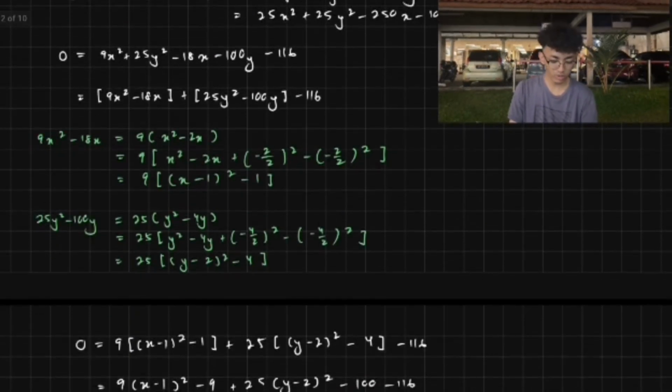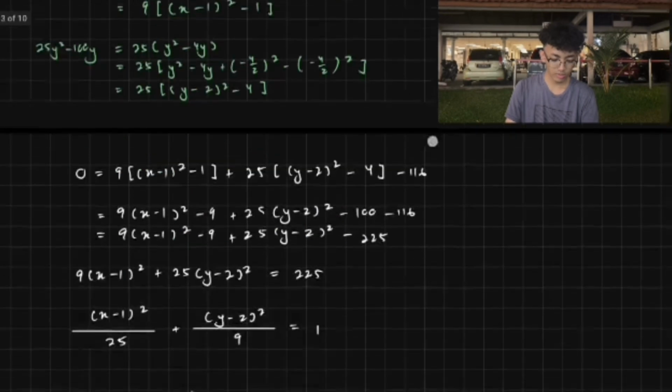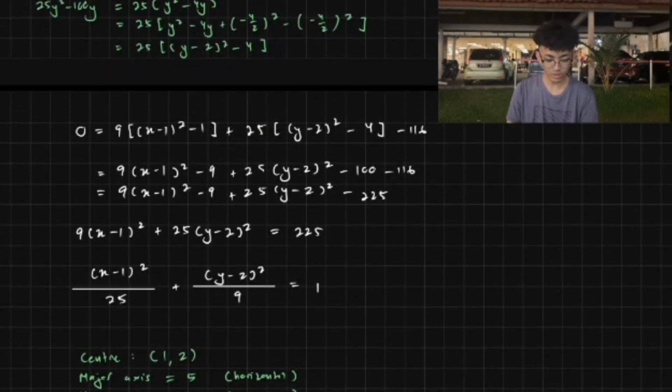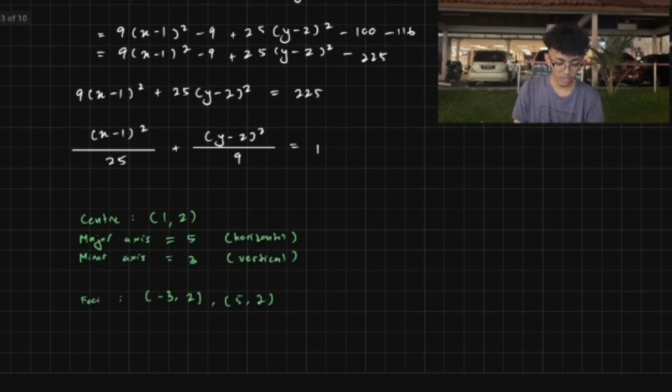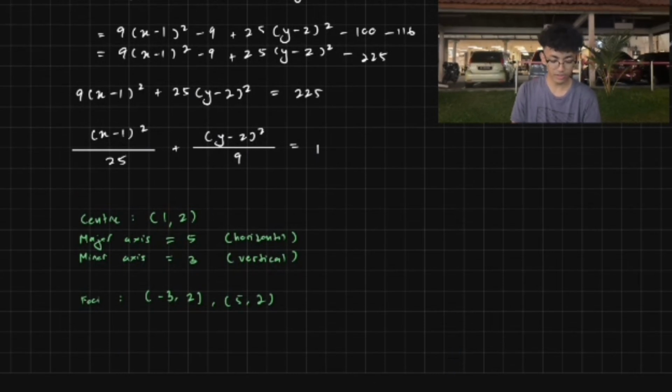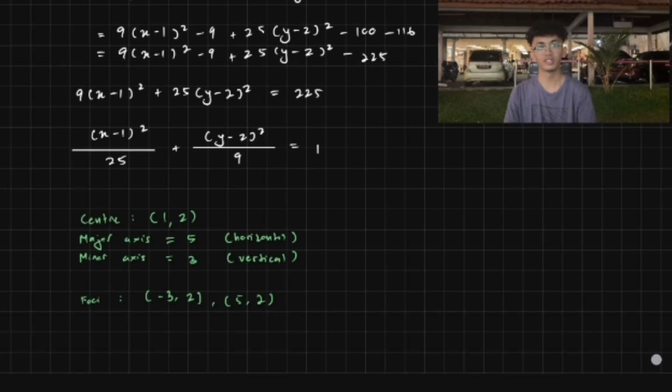And then we have to complete the square twice. We got to get this equation, 9(x minus 1) squared minus 9 plus 25(y minus 3) squared minus 125, and then separate the ones with variables and without, and then divide it by 9 and 25 to get this ellipse equation. And then we get the center 1, 2, major axis 5, minor axis of 3, and the foci of negative 3, 2, and 5, 2. Okay, that will be all for me.